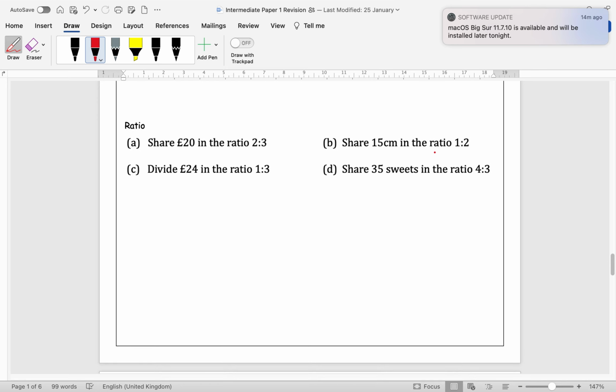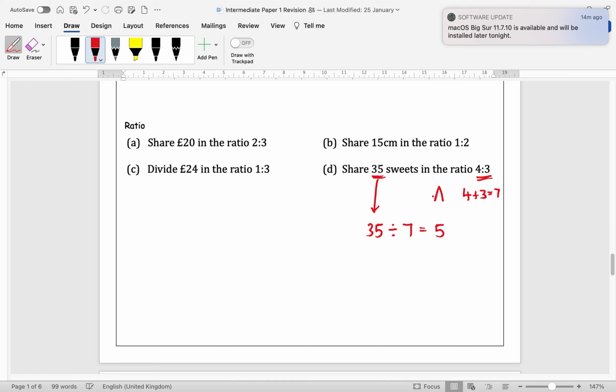Sharing in ratio. Easy for you guys, isn't it? Let's just do this one. So add those together, first of all. Take this number here, part 2, and divide it by whatever they add up to. In this case, they added up to 7, so the answer is 5.